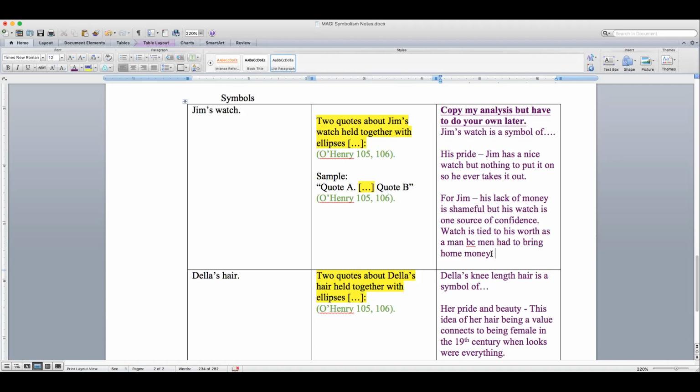Because what the author, O. Henry, is saying is that these people are the picture of love. These people are the true meaning of Christmas. And so you have to look at how do the symbols maybe represent the people or represent the people's emotions.